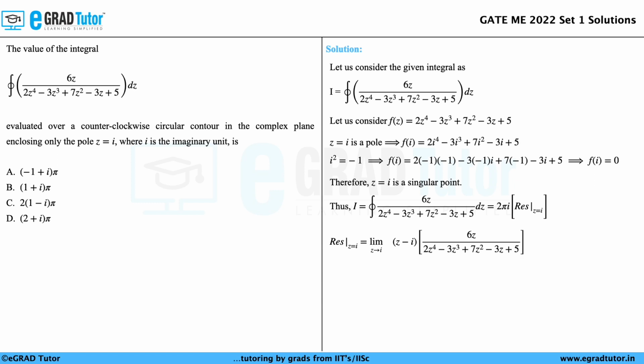Now multiplying (z minus i) and the numerator 6z, we get residue at z equal to i equal to limit z tends to i of (6z^2 minus 6zi) by 2z^4 minus 3z^3 plus 7z^2 minus 3z plus 5. Substituting z equal to i in the right hand side of the residue, that turns out to be a 0 by 0 form. Therefore, we need to apply L'Hospital's rule where the numerator and denominator in the limit are differentiated separately.